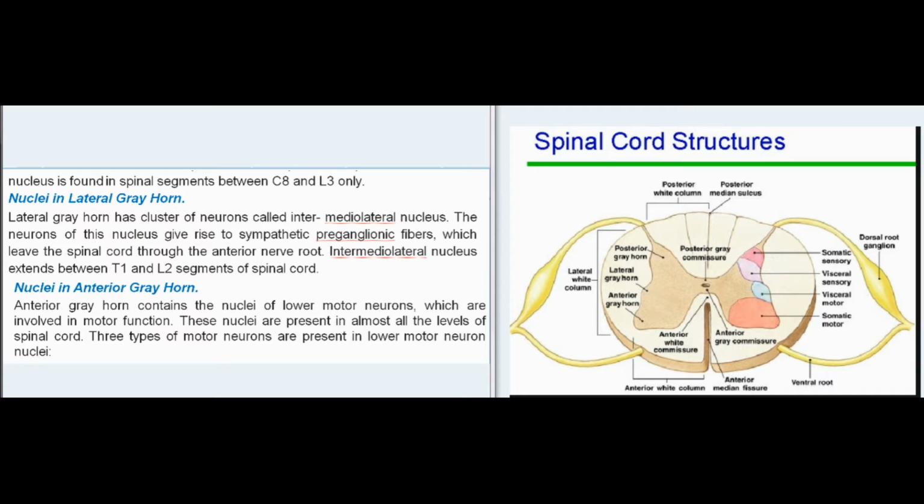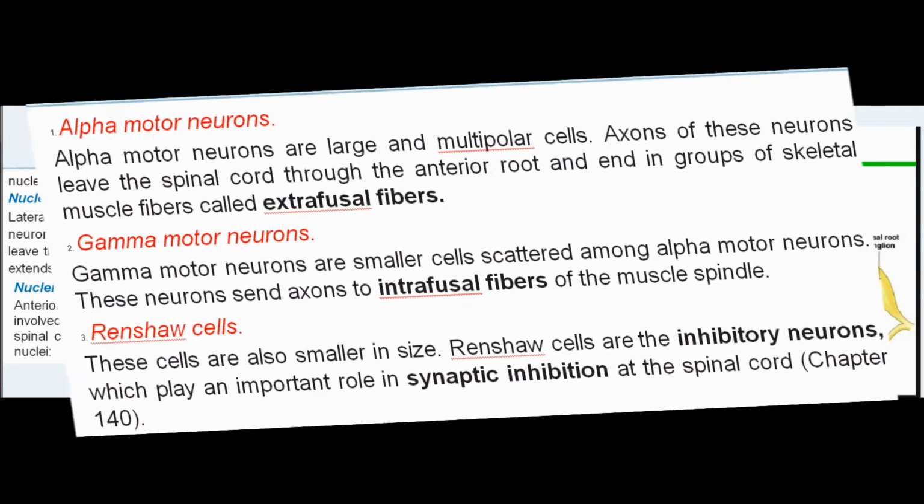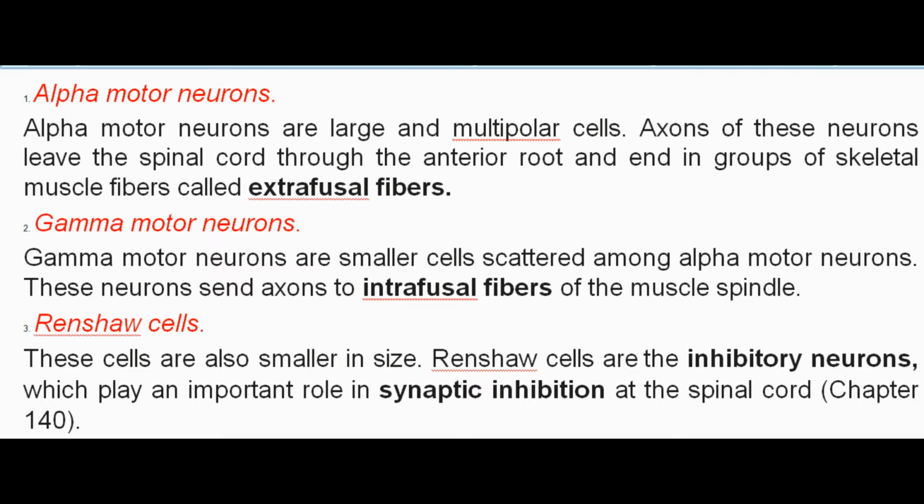Three types of motor neurons are present in lower motor neuron nuclei: alpha motor neurons. Alpha motor neurons are large and multipolar cells. Axons of these neurons leave the spinal cord through the anterior root and end in groups of skeletal muscle fibers called extrafusal fibers. Gamma motor neurons. Gamma motor neurons are smaller cells scattered among alpha motor neurons. These neurons send axons to intrafusal fibers of the muscle spindle. Renshaw cells. These cells are also smaller in size. Renshaw cells are the inhibitory neurons, which play an important role in synaptic inhibition at the spinal cord.